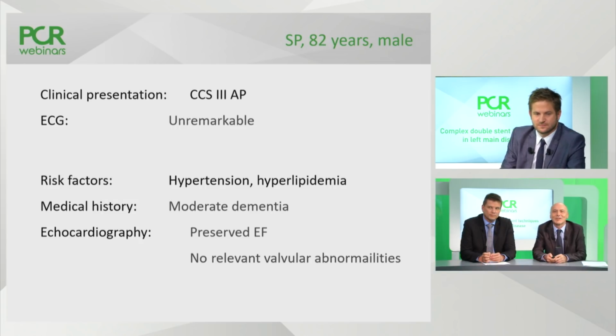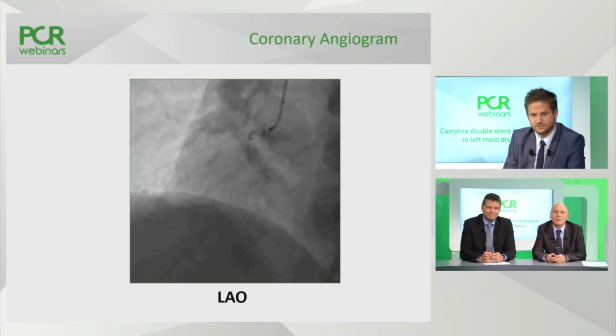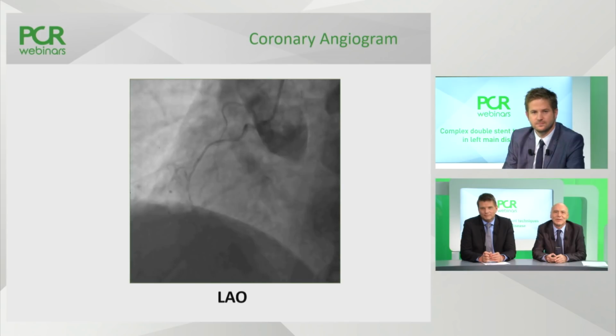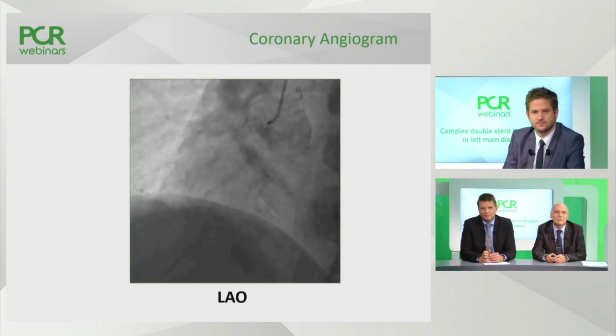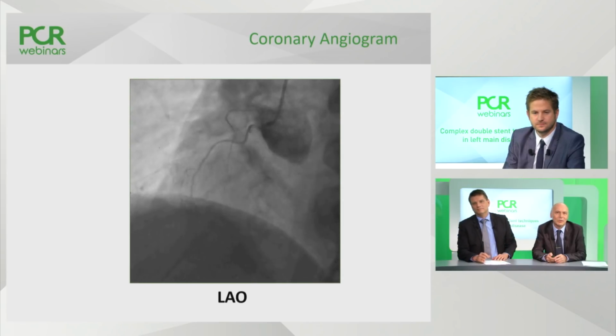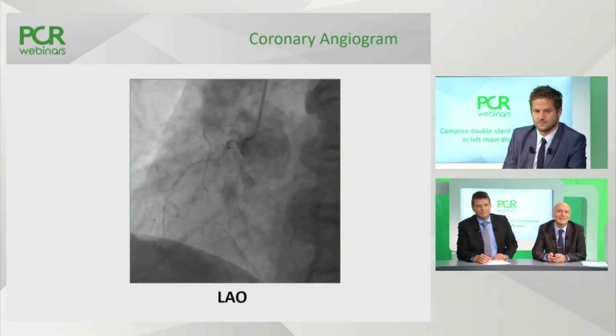To start with, the coronary anatomy. I'm showing the right coronary artery in LAO projection. You can see it's rather small, non-dominant, mainly supplying the RV. So of course if you see something like that, you expect a big circumflex.